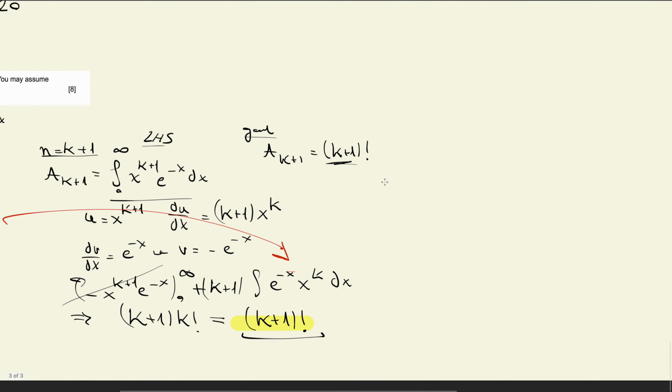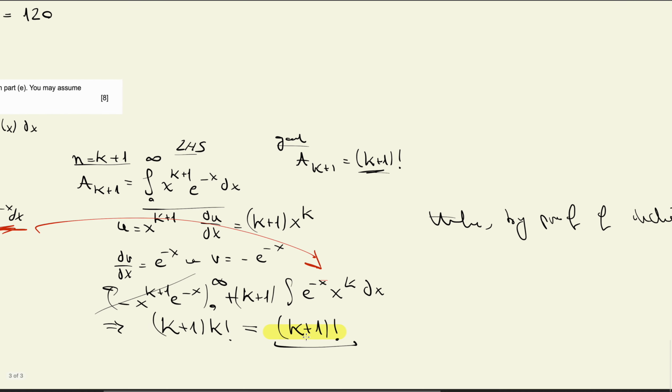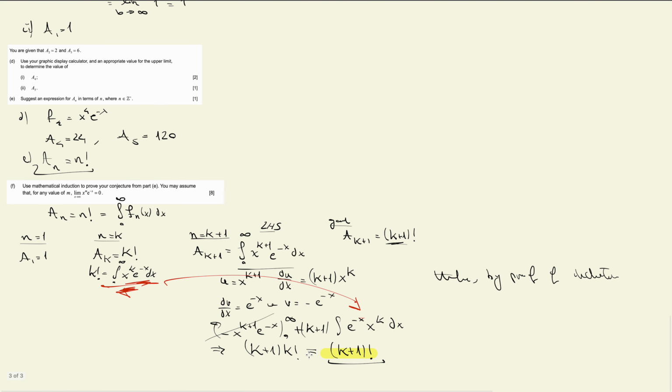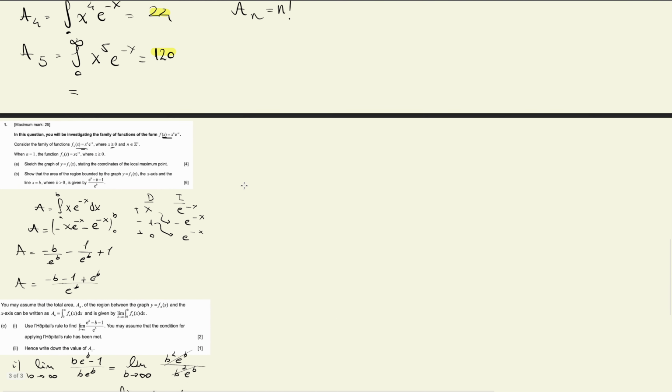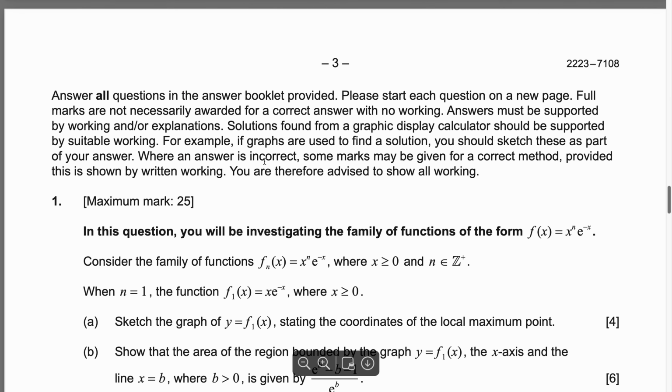So you'll end this by saying, therefore, by proof of induction, we found that it is true for n equal to k plus 1, then it must be true for all positive integer values of n. And so yeah, that's all for question number 1 of May 2023. I'm not sure about the time zone, but yeah.